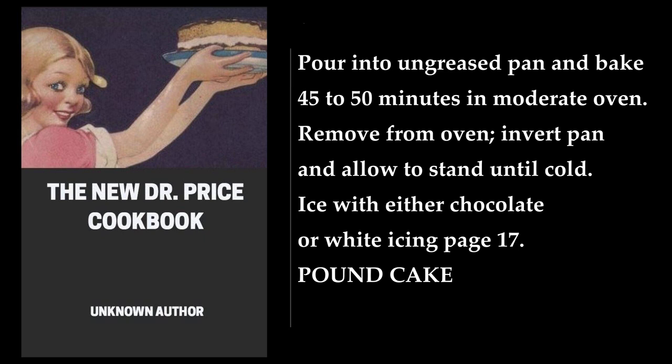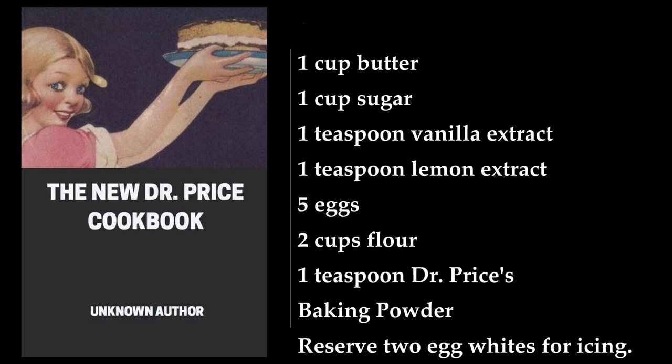Page 17. Pound cake. 1 cup butter. 1 cup sugar. 1 teaspoon vanilla extract. 1 teaspoon lemon extract. 5 eggs. 2 cups flour. 1 teaspoon Dry Prices baking powder. Reserve 2 egg whites for icing.